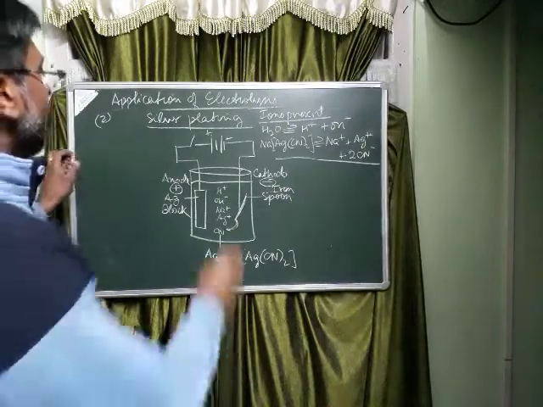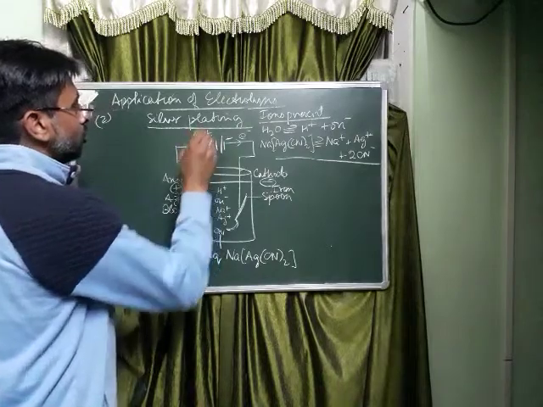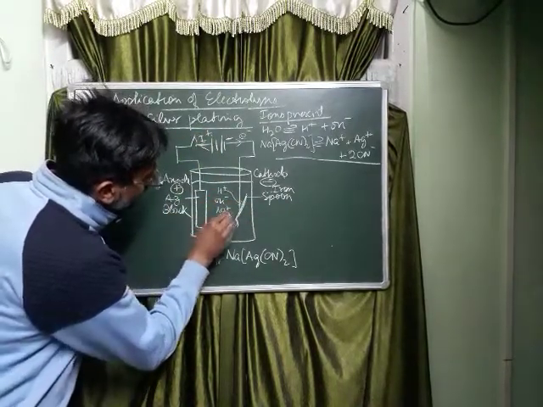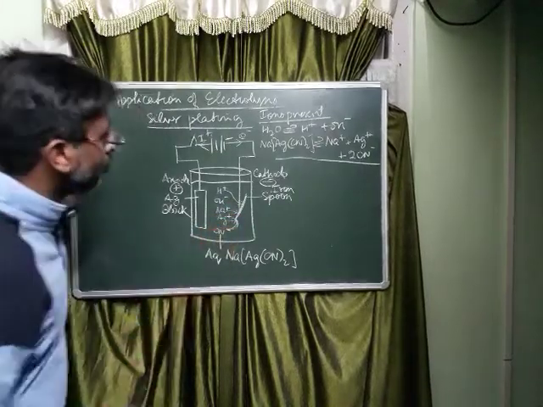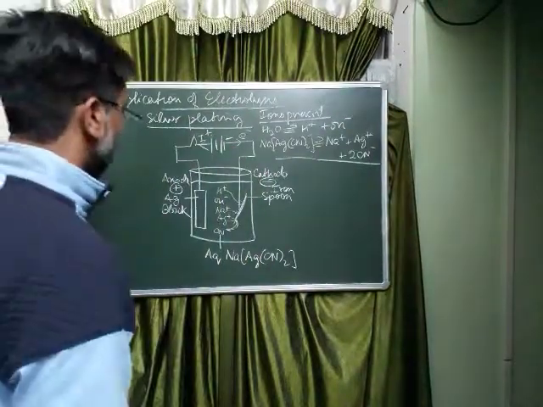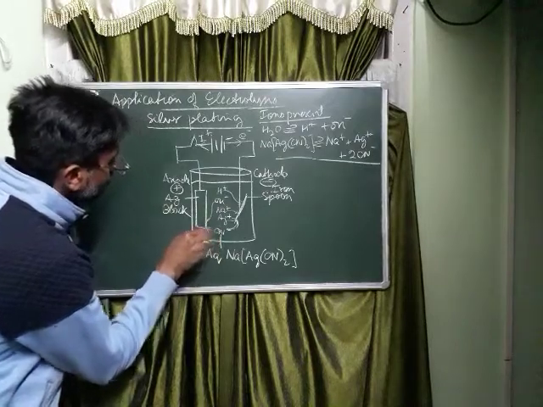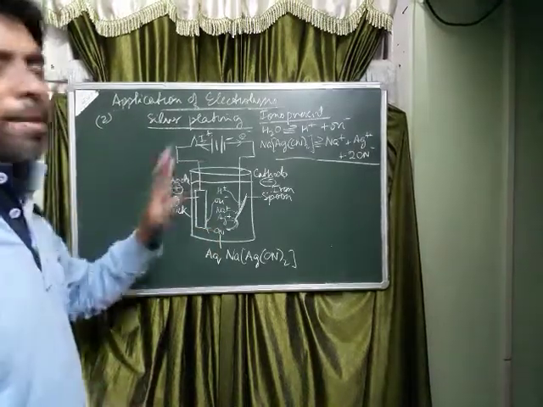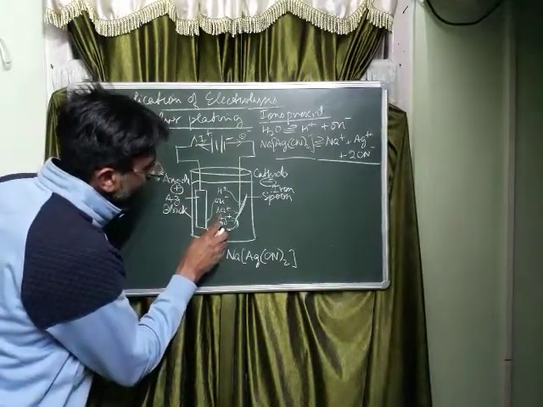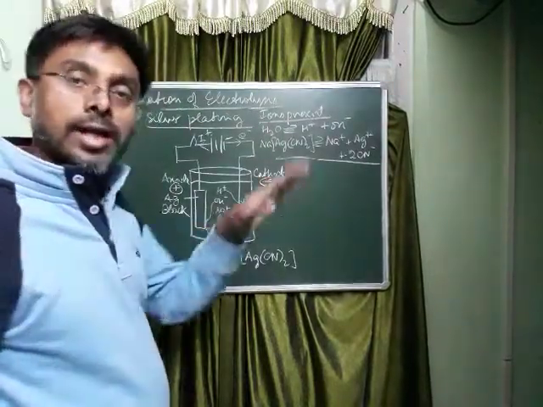Now, when we put on the switch, the electrons flow this way, current flows this way, and then the cations H plus, Na plus and Ag plus go to the cathode. There are 3 cations going to the cathode. And at the anode, the hydroxyl and the cyanide come to the anode. Now, what happens at the cathode? Let us see. Amongst hydrogen, sodium and silver, if you look at the electrochemical series, we will find that the position of silver is at the bottom.